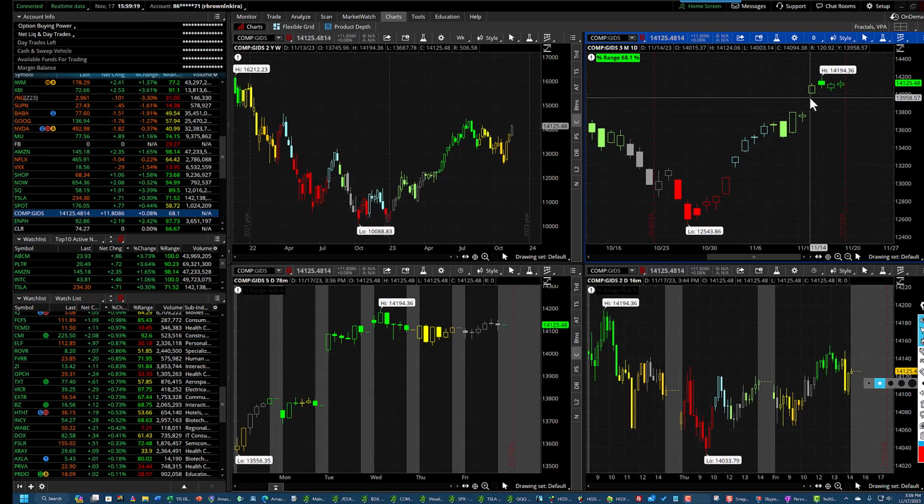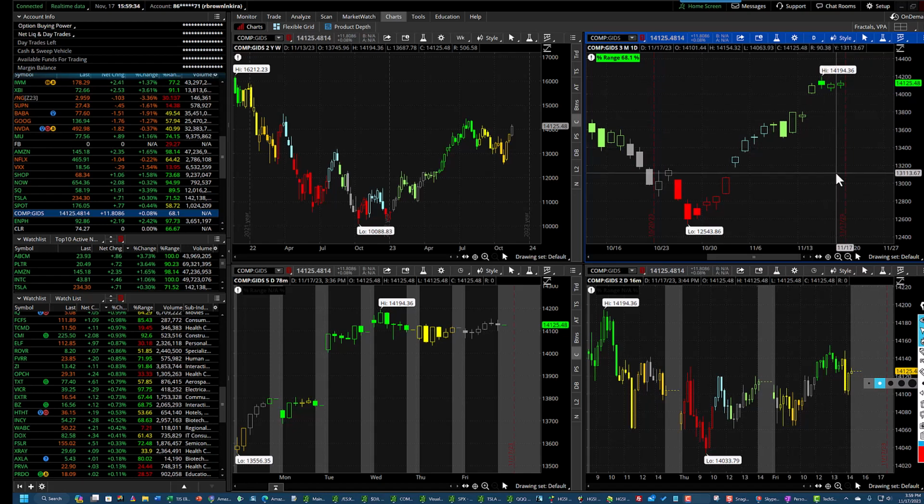Here are the last 4 days. This is Monday, Tuesday, Wednesday, Thursday, Friday. This gap is holding up. Yesterday, or this morning, I said this was a bullish candle because of the low volume test.